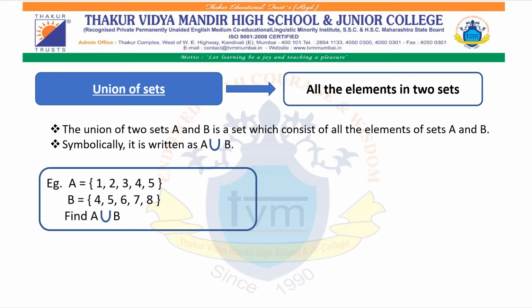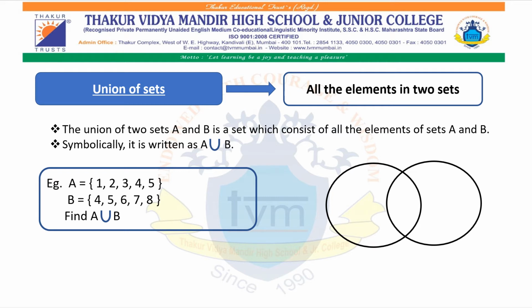A is a set of 1, 2, 3, 4, 5 and B is a set of 4, 5, 6, 7, 8. And they have asked us to find out A union B. Let us represent it first with the Venn diagram. Here when we observe sets A and B, we have common elements 4 and 5. Therefore, for representing it in a Venn diagram, we will make two intersecting circles. One is your set A and the other circle is your set B.